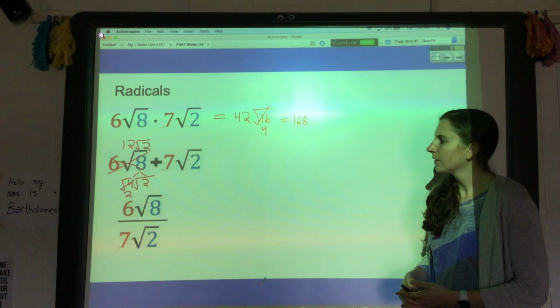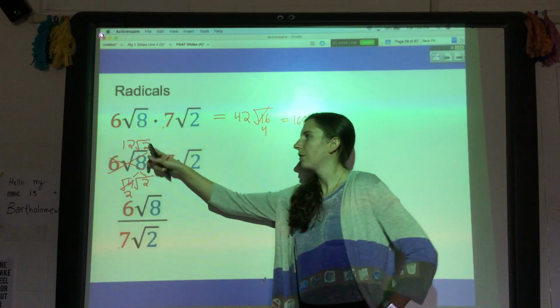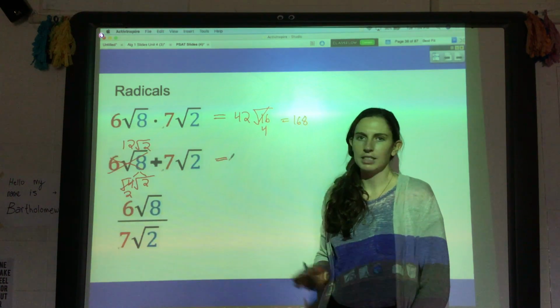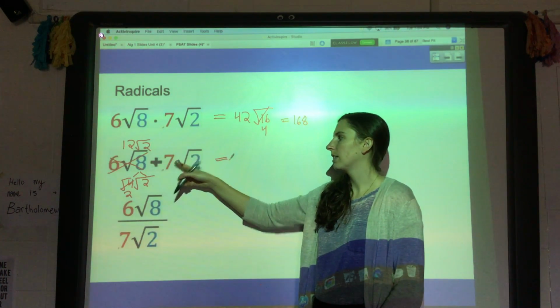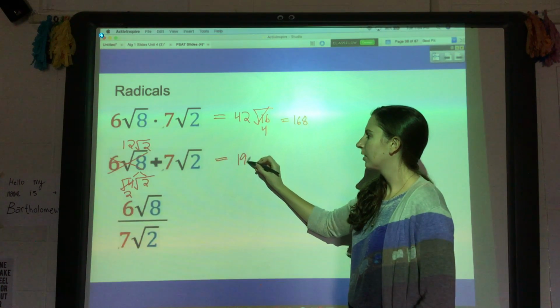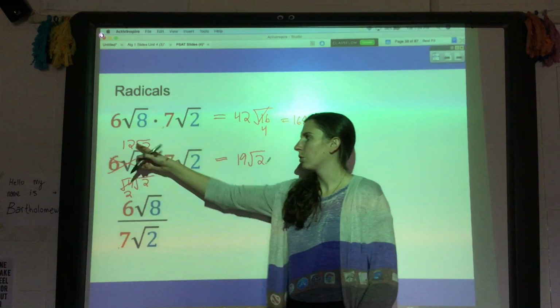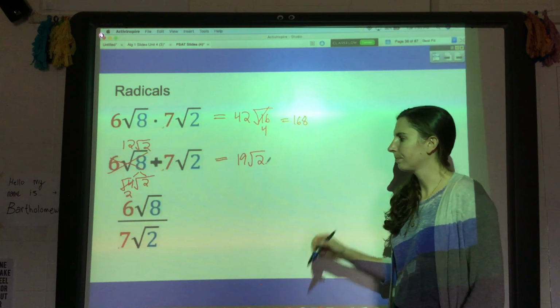All right. So now I actually do have like terms. I have 12 root of 2 plus 7 root of 2, which, since they have the same radical, they're like terms. So I have 12 of this plus 7 of it, and so 12 plus 7 is 19. And the root of 2 part just stays as it is. Just like you were adding 12x plus 7x would be 19x, it's kind of the same idea.